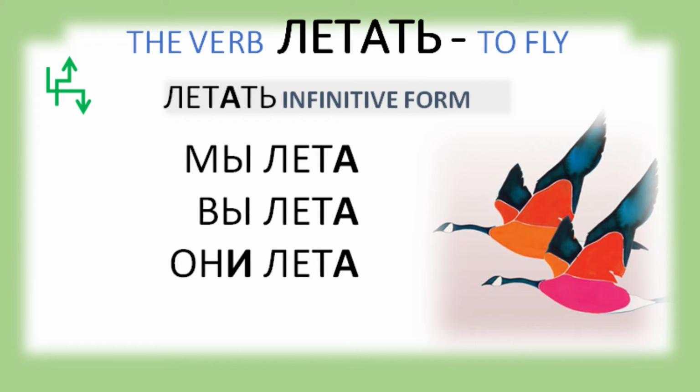The verb to fly in Russian is летать. To say we fly or we are flying is Мы летаем. To say you fly or you are flying is Вы летаете. To say they fly or they are flying is Они летают.